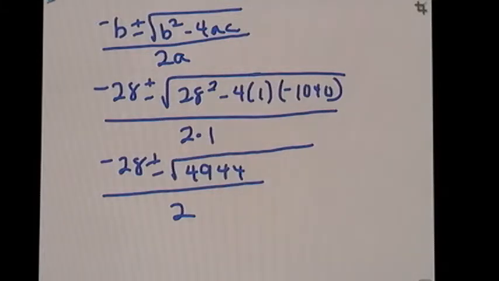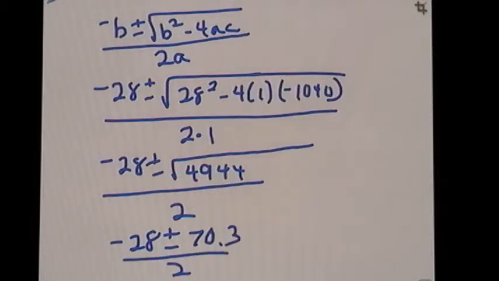Square root is 70.3. So your answer is negative 28 plus or minus 70.3 over 2. So first you're going to add 70.3 to negative 28. So put plus negative 28, which gives you 42.3, and that's positive. And you're going to divide that by 2. Divide by 2 equals 21.2.